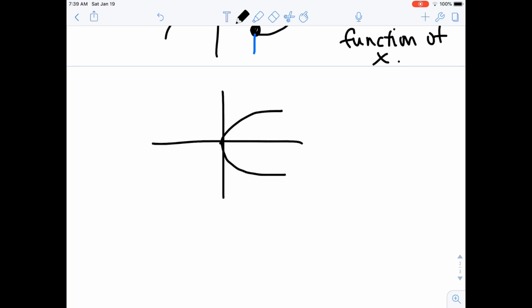So that's how you use the vertical line test to determine whether y is a function of x.